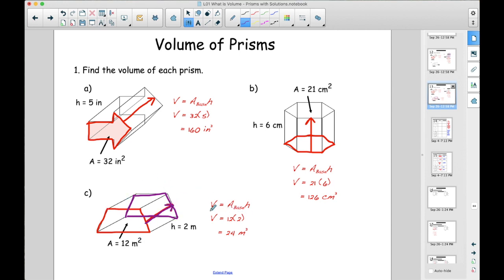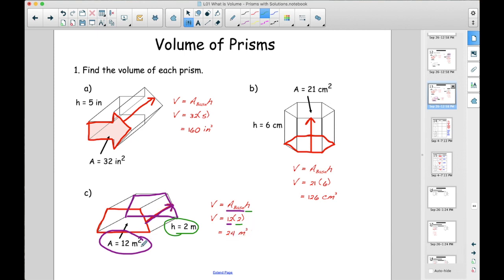How do you find the volume of a prism? It is once again the area of the base times the height of the stack. The area of the base is right here. They told me that was 12, so I plugged that in there. They've given me the height of the stack over here. The height of the stack is 2, so I'm going to plug that in right there. 12 times 2 is 24. And now we have the volume of this trapezoidal prism is going to be 24 cubic meters.